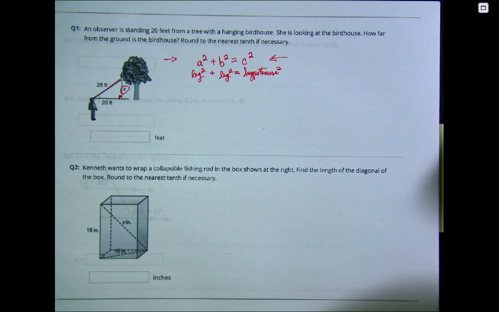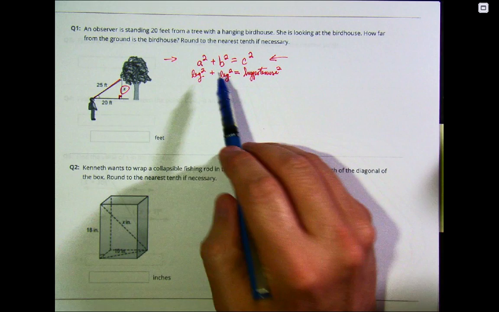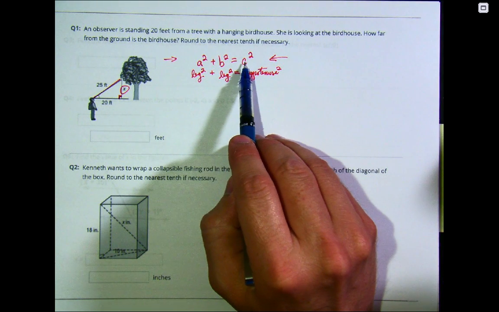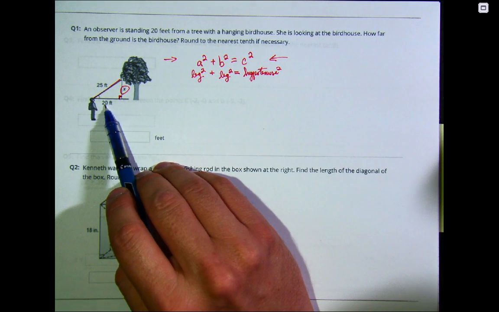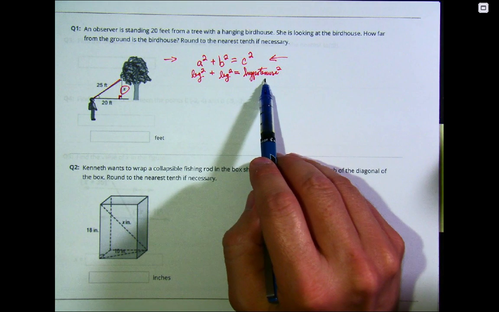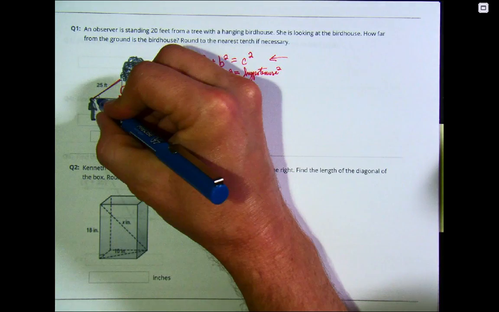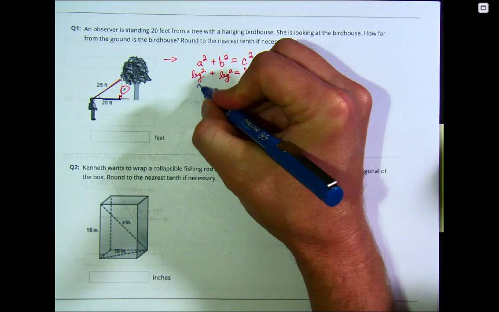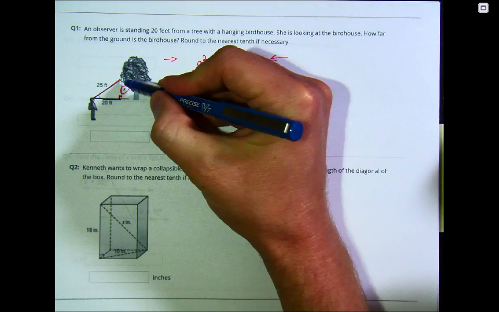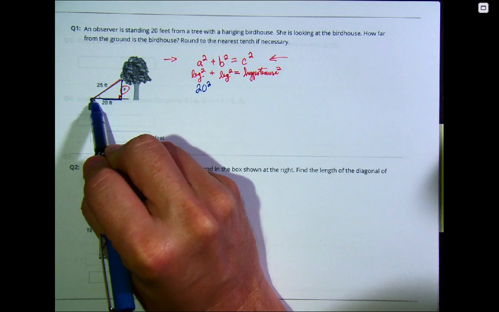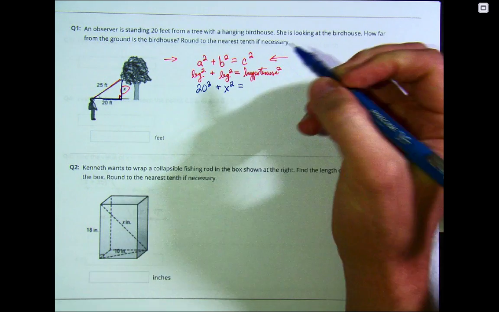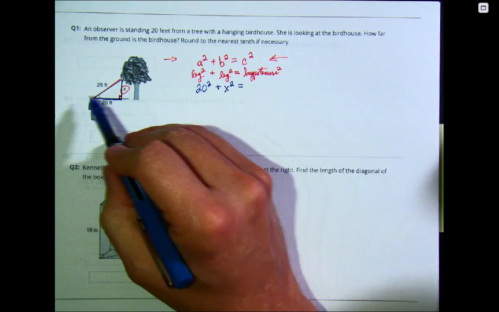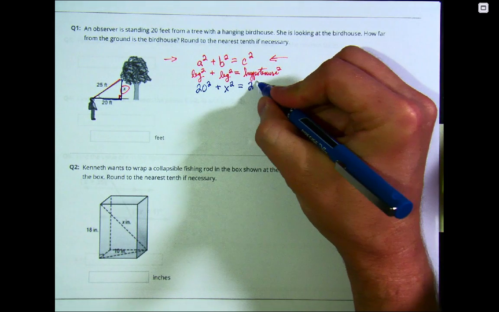So for this problem, we're just going to put in the things that we know and use them to solve for the thing that we don't know. So let's just go piece by piece. 20. Is that a leg or a hypotenuse? That's a leg. So I'm going to put a 20 here. X is also a leg, right? The legs are the two that form the right angle. So that is going to be an x squared. And then the hypotenuse is 25, so I'm going to put a 25 squared.